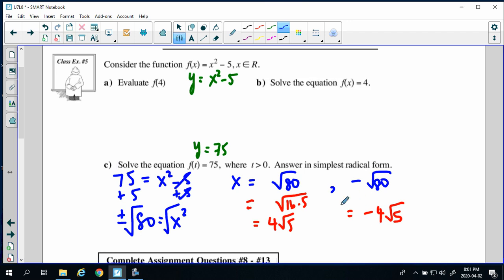However, they have given us a restriction here. They've told us that t is greater than 0. Actually, I should have been using t this entire time, but we won't worry about that. They've told us that t is greater than 0. That means that they are not interested in the negative answer. They're only interested in the positive answer. So when I give my final answer, I'm only going to circle this one and I'm going to reject this one because of the restriction over here.